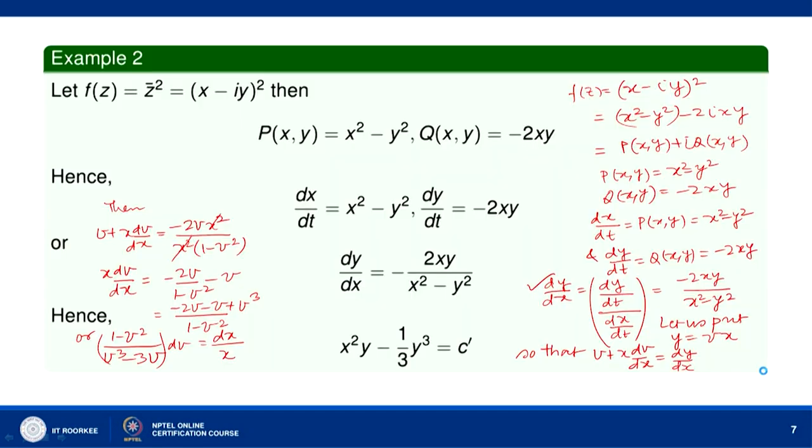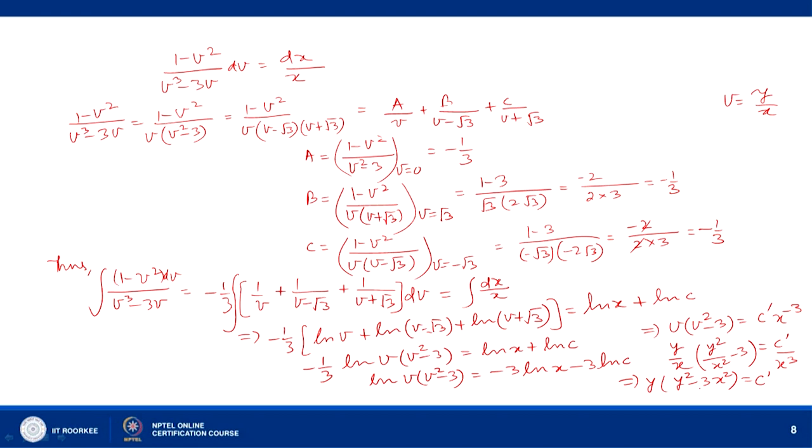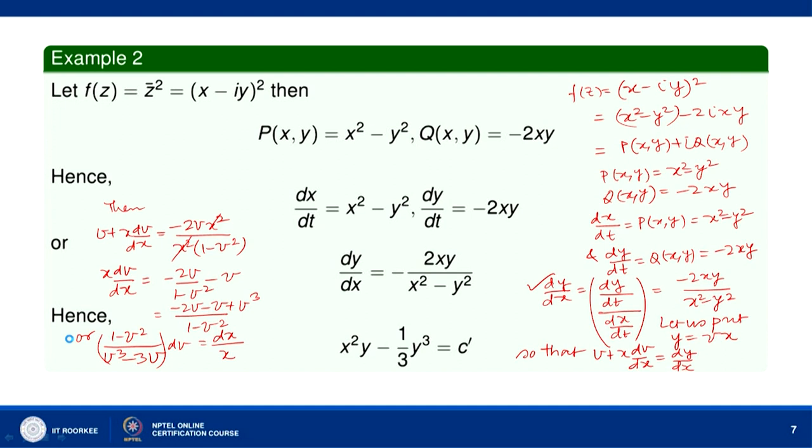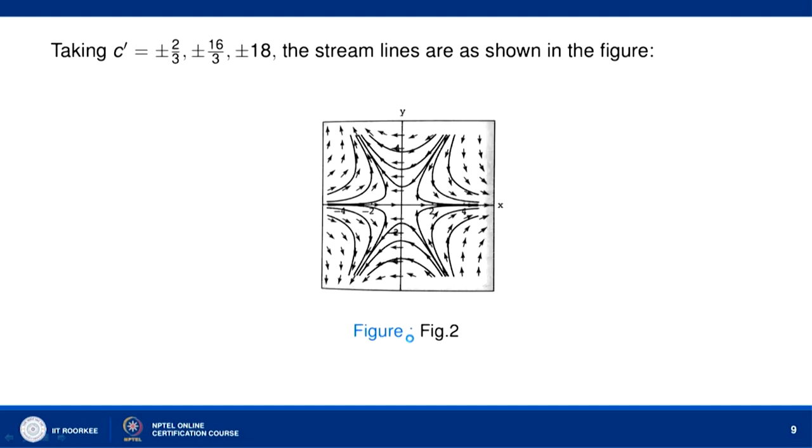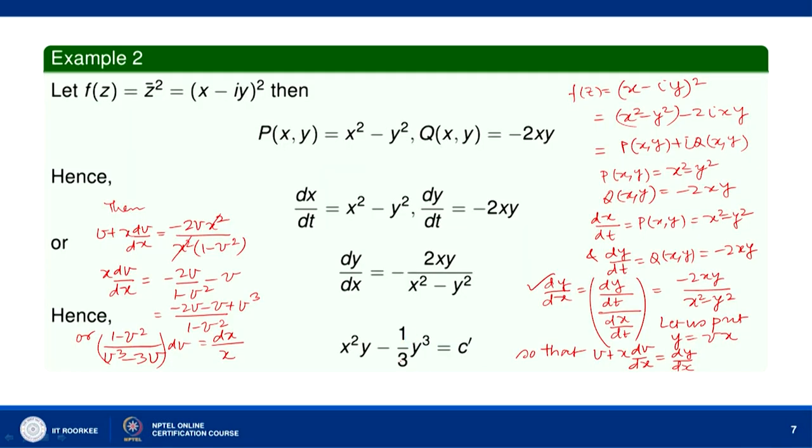Okay. So, you can see here x² y − (1/3) y³ = c′, which is the same as that. Here, y·y² minus, or you can say y³ minus 3x²y, is equal to c′. So this solution is the same as the solution here, 3x²y − y³ = c′.